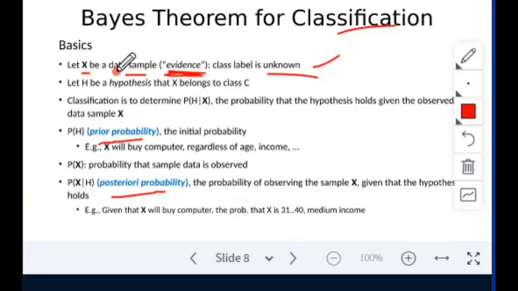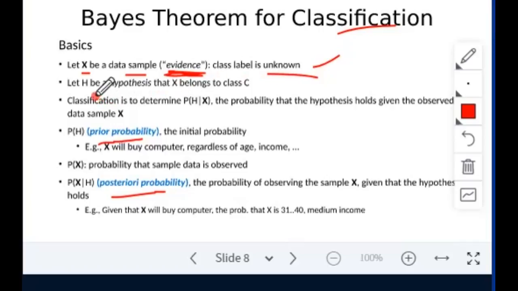Let X be a data sample. That means it is a record. Another name for X is the evidence, where the class label is unknown. That means we are taking the test record, and the class label needs to be predicted further.